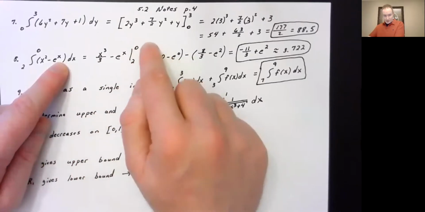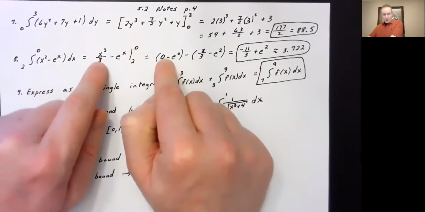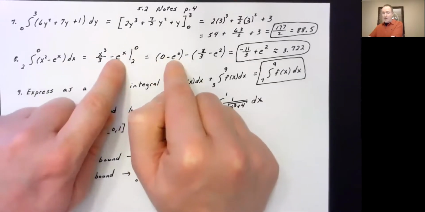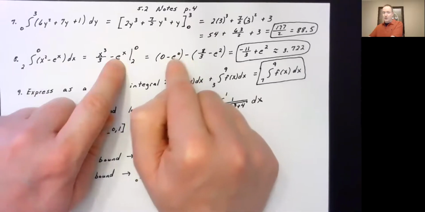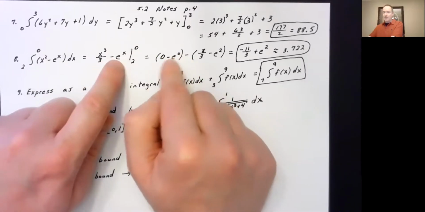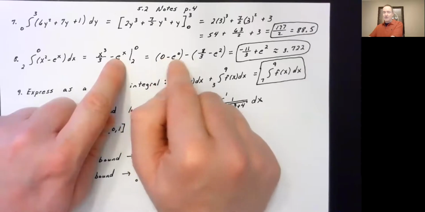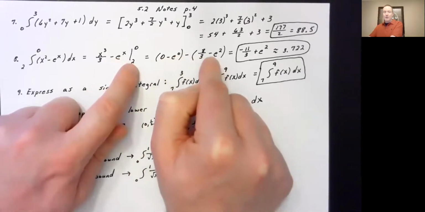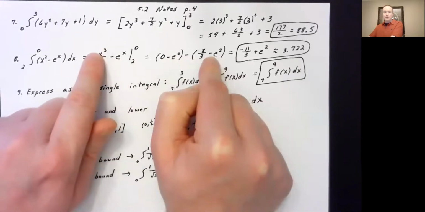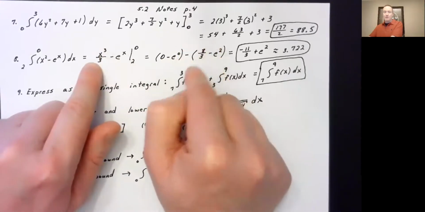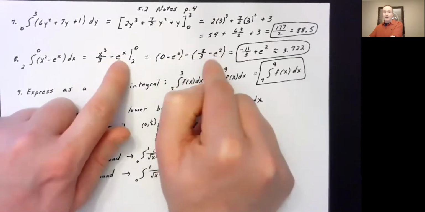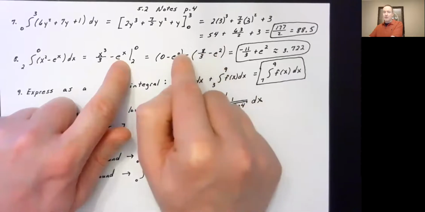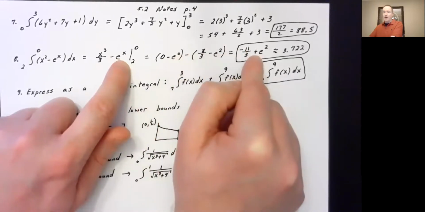So your upper limit is 0. We evaluate at 0. When you evaluate at 0, the first term is 0, but the second term is not. You have to remember any number to the 0 power is 1. So that upper limit, I'm going to get a -1 there. The negative e to the 0 is -1. Now you subtract the lower limit. When you plug in the lower limit, 2 cubed is 8. You'll have minus the group 8 over 3 minus e squared. But now, since you're subtracting that lower limit, you can see that that e squared is going to become positive.